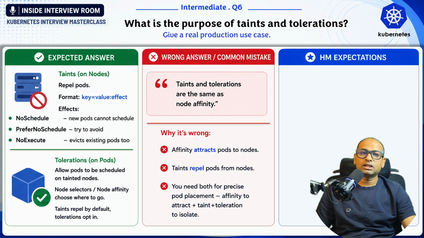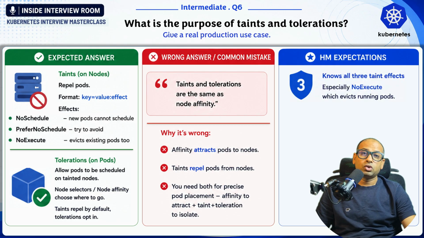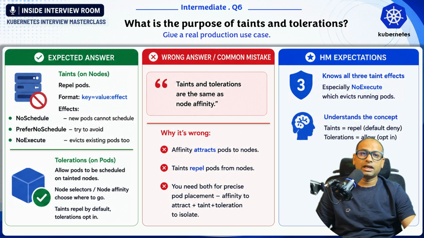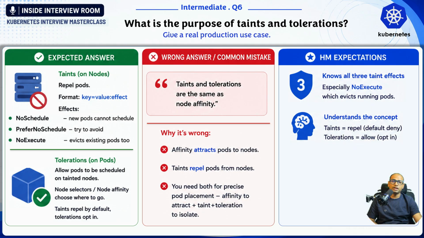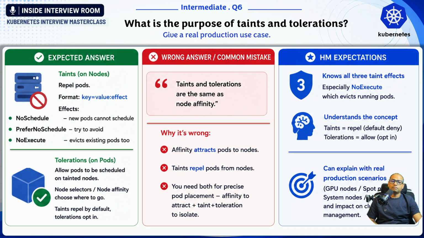What is the expectation of the hiring manager? The candidate should know all three taint effects, especially NoExecute, which evicts running pods. They understand the concept: taints equal repel, default deny. Tolerations allow opt-in, and the candidate can explain real production scenarios: GPU nodes, spot nodes, system nodes, maintenance, and the impact on cluster management.